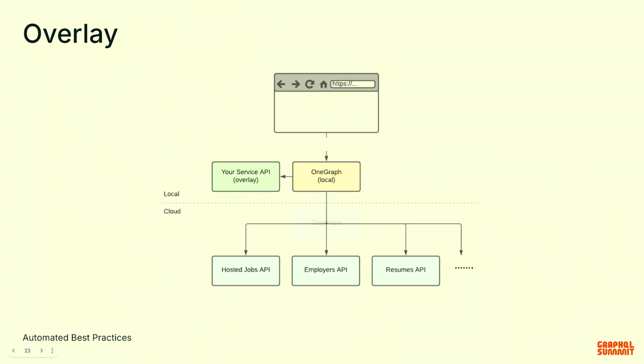Another practice we have is overlay. So this is really great. You can test your subgraph in the context of federation without having to run everything else locally. So here you're just running your subgraph locally, you're running one graph locally, and then using our service mesh, one graph will just call out to QA and pull in any additional services that your subgraph needs to get information for. So this allows you to test any schema changes in isolation.